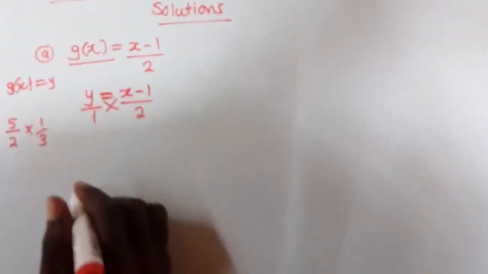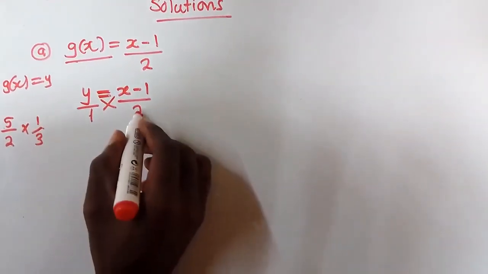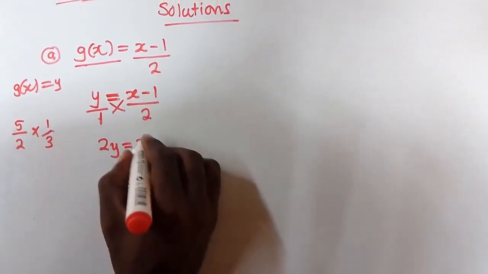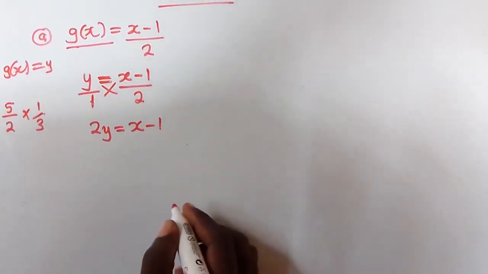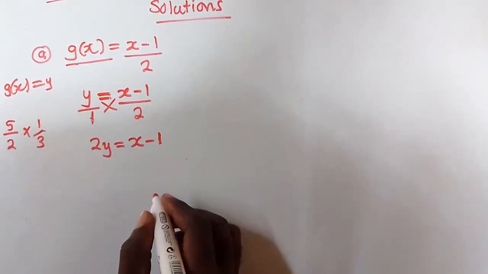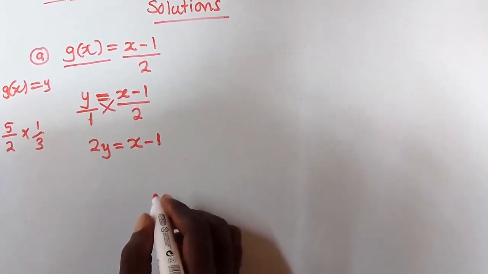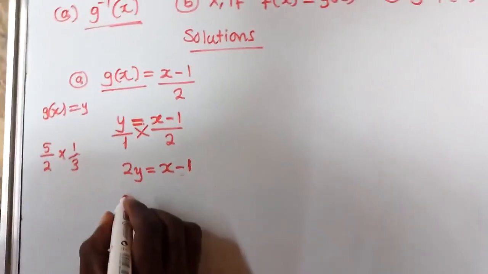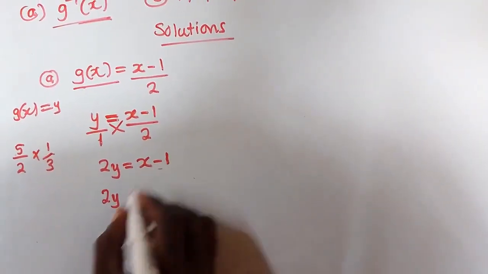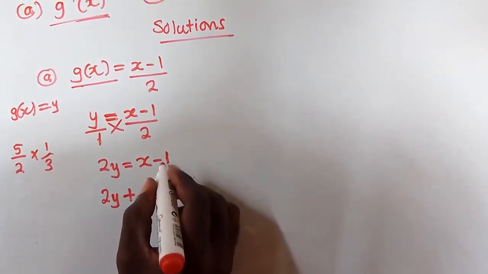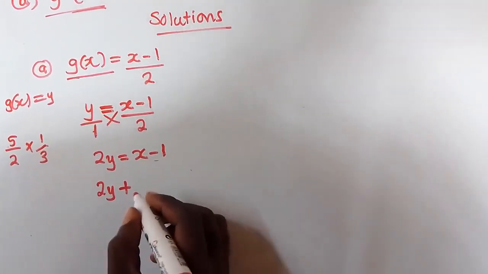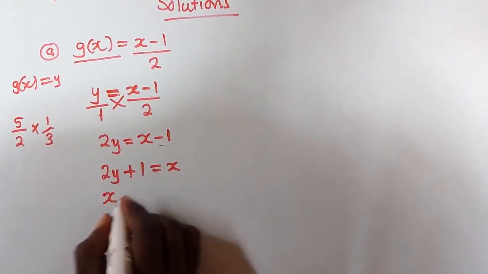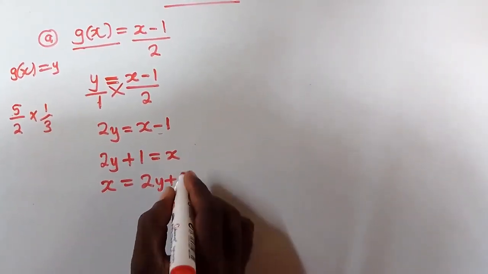So we want to cross multiply this one. 2 times y is 2y, which is equal to 1 times everything there, x minus 1. The next thing we need to do is group like terms. The 1 here will go to the other side of the equation. We're going to have 2y, and when this 1 crosses the equal sign, it changes to plus 1, which is equal to x. So x is equal to 2y plus 1.